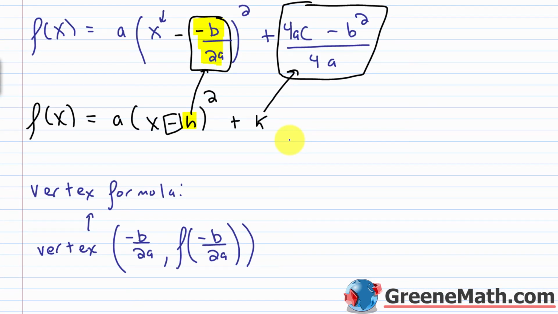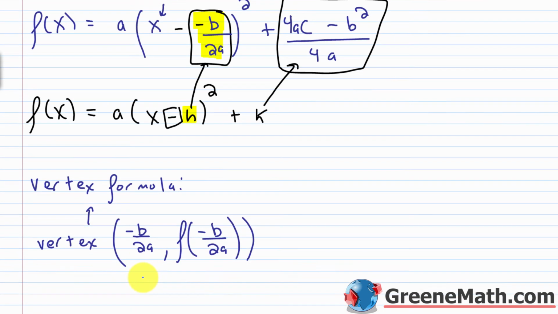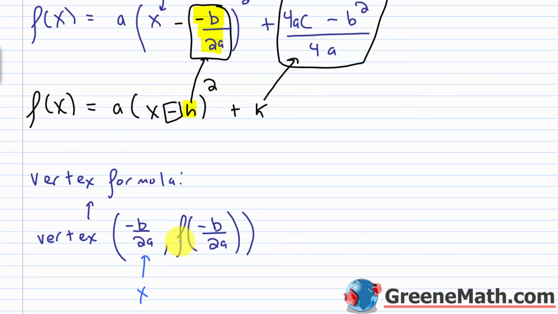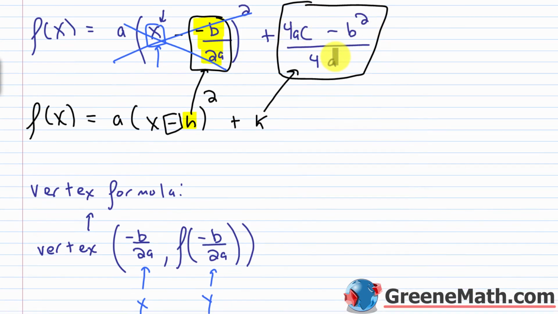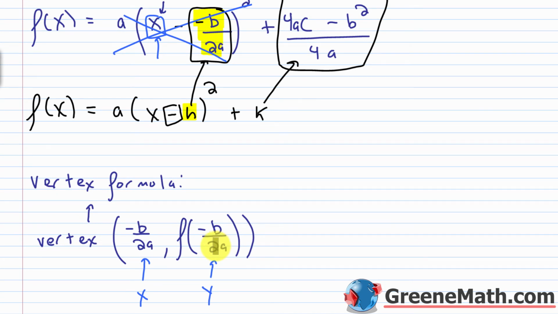Again, the vertex formula: the vertex occurs at the point negative b over 2a. This is what's going to be the x location on the coordinate plane. And then f of negative b over 2a, this is your y location on the coordinate plane. And again, just so you're not confused, the way we got that is if I plugged in negative b over 2a for x, this part right here would go away. It would basically be 0, and I would be left with my value for k, which in this case is 4ac minus b squared all over 4a. So that's why we put that there. It's just easier than writing 4ac minus b squared over 4a. If you want to put that there, you can. It's the same answer either way.